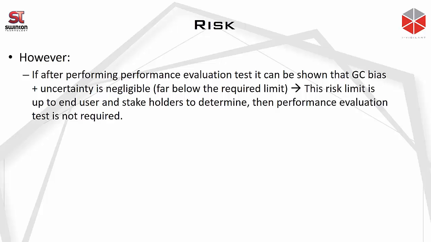But if the provision to perform the ISO 10723 is not even there, that means it's not going to be conforming with the ISO 10723 standard, then we need to understand how big the risk is, and put a limit into the system, and it's up to the end user and stakeholders to determine what the risk limit is. So if we know that the GC bias plus uncertainty is negligible, then I suppose we don't really need to perform the performance evaluation test. And this is all dependent on the risk evaluation from the end user itself.